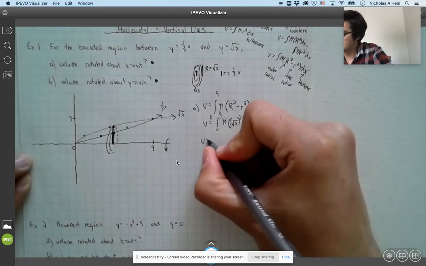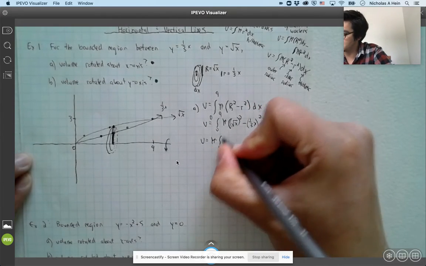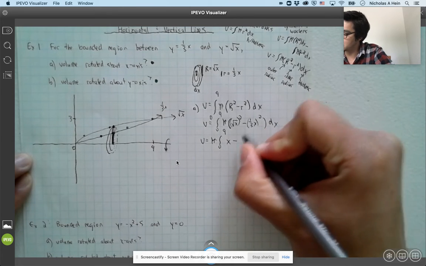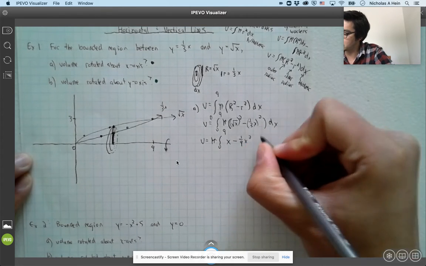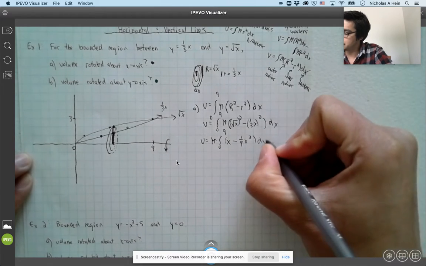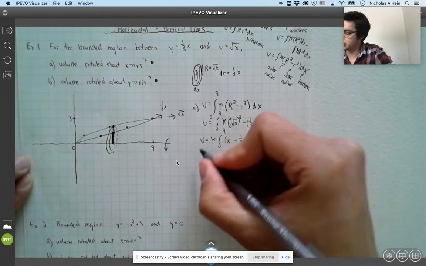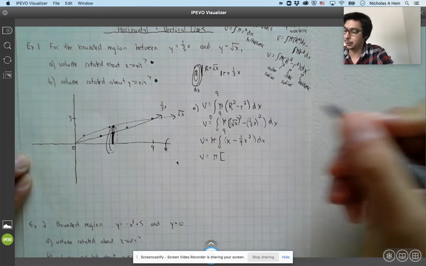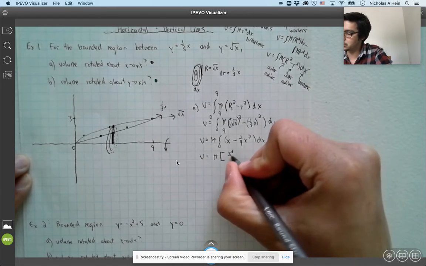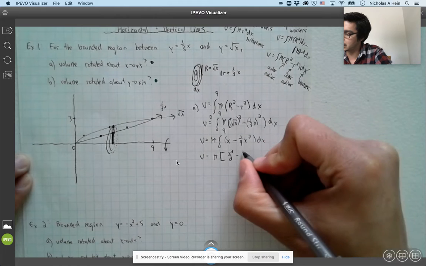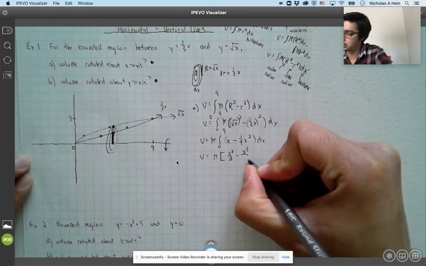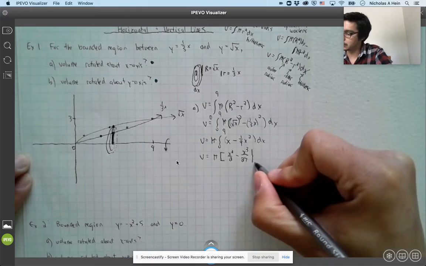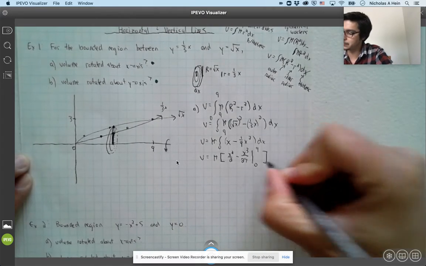Pull out the pi, because that's just a constant. And you get the integral from 0 to 9 of root x squared, which is just x, minus 1/9 x squared dx. The integral of that is pi times the antiderivative, which is x squared over 2 minus x to the third over 3, and that 3 and 9 will make that 27. And we're evaluating from 0 to 9.